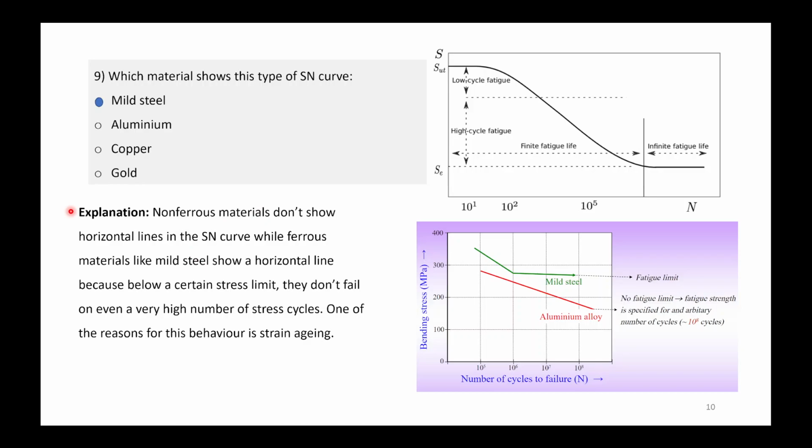Now non-ferrous materials don't show any horizontal line in the S-N curve, while ferrous materials like mild steel show a horizontal line because below a certain stress limit, they don't fail even at a very high number of stress cycles. One of the reasons for this behavior is strain aging because of the presence of interstitial atoms such as carbon and nitrogen.